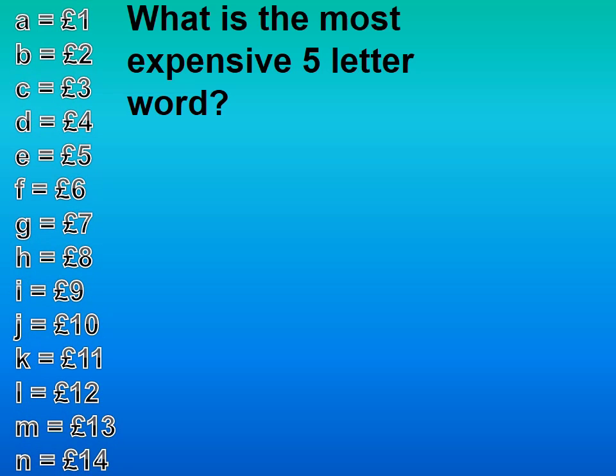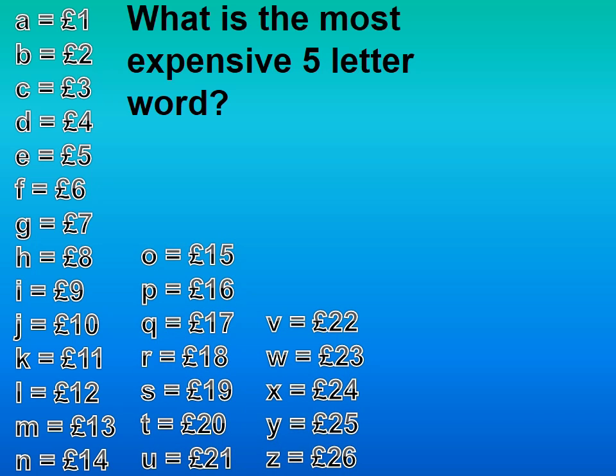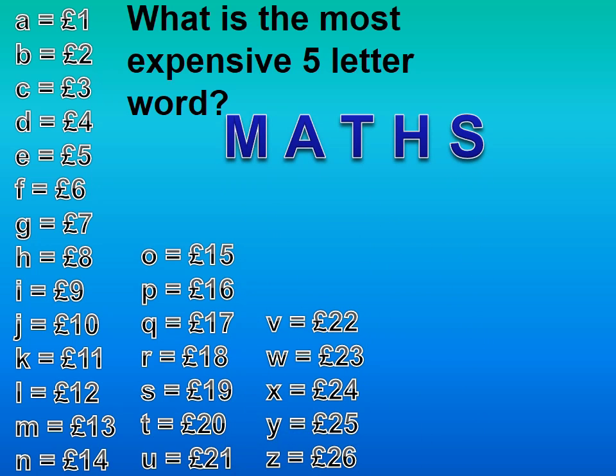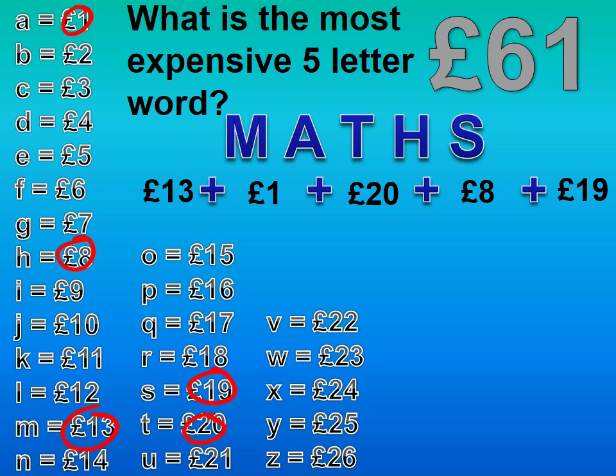So let's say we have A equals £1, B equals £2 and so on all the way through to Z equals £26. And the question is, what is the most expensive 5-letter word? So if we use the word maths, it's 5 letters. M is £13, A is £1, T £20, H is £8 and S is £19. Those added together gives me £61.